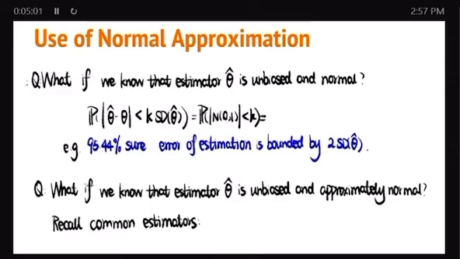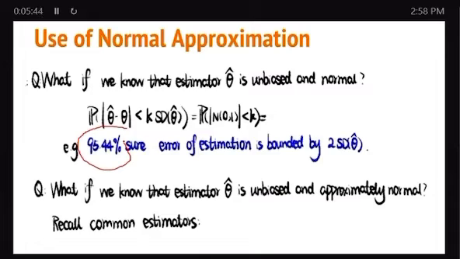When k equals 2 in the empirical rule, what happens? I told you the other time, 95 point something percent of the observations will lie within it. Which means we can be 95 point something percent sure that the estimation error will be bounded by 2 standard deviations of theta hat. Why am I using standard deviation now? Because it is the square root of the variance. I believe the moment estimator is unbiased, so I don't need to talk about mean square error. I'm just going to talk about the variance.